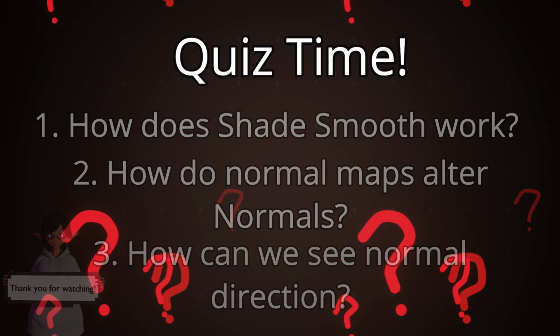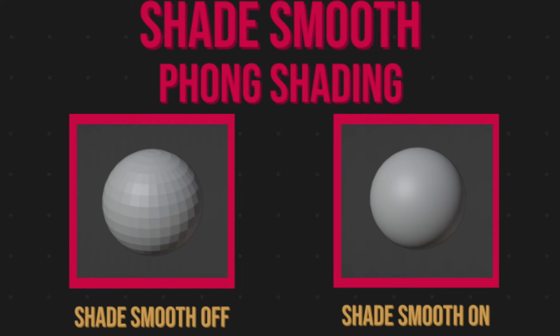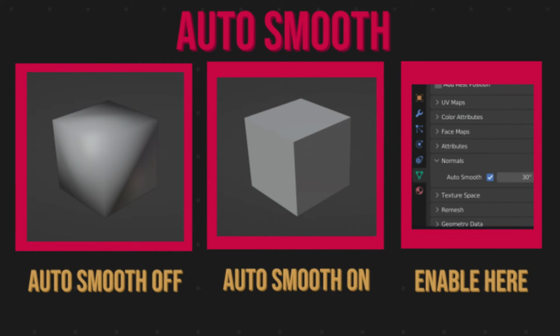Number 1, how does shade smooth work? By averaging out the normals and smoothing it out that way. We can also use the auto smooth function to limit the angle where shade smooth will be applied. This is really useful because on a cube, for example, we wouldn't want to have these faces smoothed out since the angle is really high and it wouldn't make sense for it to be smoothed out. So we can turn on auto smooth, which will make it so any angle bigger than 30 won't be smooth.